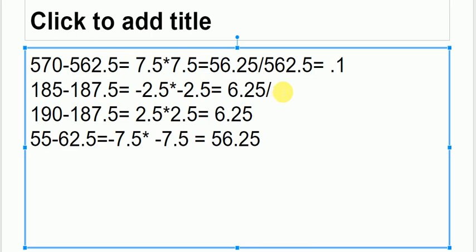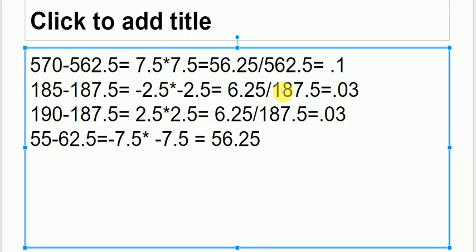6.25 divided by 187.5 is going to give me 0.03. And then down here, same thing. It's going to be divided by 187.5, and that's going to give me again 0.03. And then finally we can do our last number here, divided by 62.5, and that gives me 0.9.